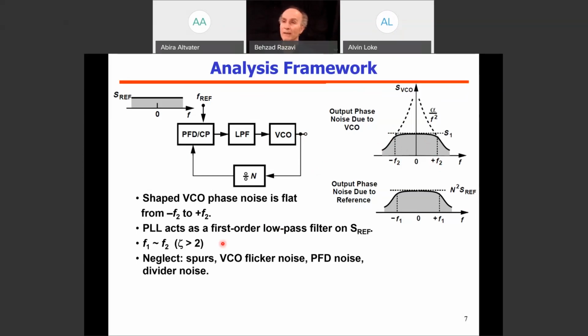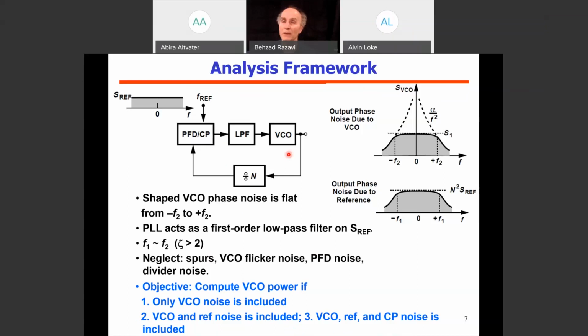Also, as an optimistic estimate, I'm neglecting spurs, the VCO flicker noise, the PFD noise, the divider noise, and the low-pass filter noise. So ultimately, we're just looking at the VCO phase noise, the input phase noise, and just a few words about the charge pump, and maybe a few words about the divider. So our objective is to find the minimum power consumption that this VCO needs in 3 cases. Case number 1, only the VCO has noise contribution. Case number 2, the VCO and the reference have noise contributions. And case number 3, the VCO, the reference, and the charge pump have phase noise contributions. And we would like to see how much power the VCO has to burn.